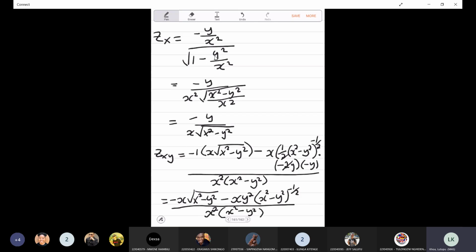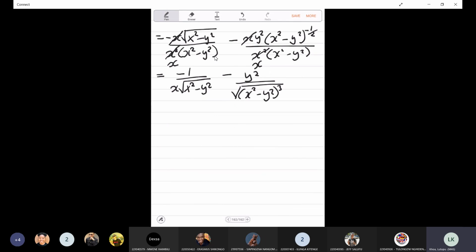Okay, so we have minus x square root of x squared minus y squared. That's fine. x squared, x y squared. Okay, that's fine. Then we have minus x, the square root of x squared minus y squared. Okay, then minus 1x. Okay, that's fine.